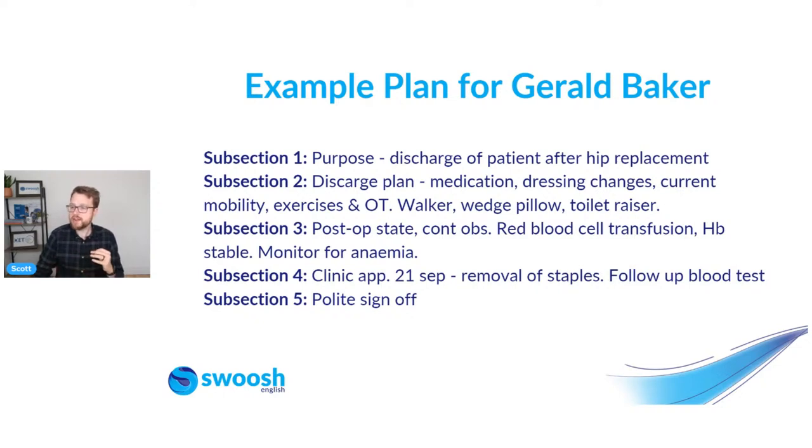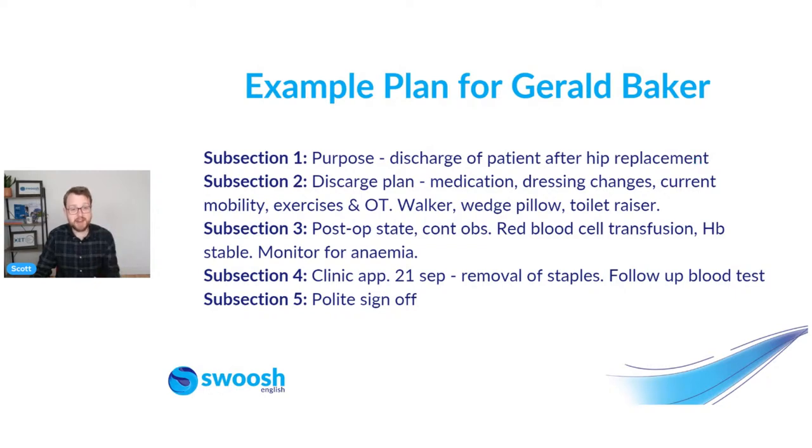So the key word here, guys, is that this is an example plan. This is not the only way this letter can be written, but it's an example plan of something that could get you a high score. So please note that we've divided this into five subsections in total, and the subsections will look something like this. The first subsection should always be your purpose paragraph, okay? What are you writing about? What do you want to achieve? Who are you writing to? In this example, it is discharging of a patient after a hip replacement from one hospital ward to another.